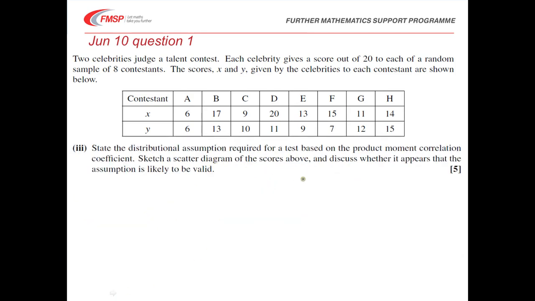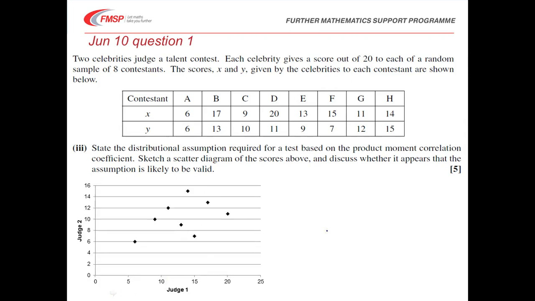Okay, so it then says, state the distributional assumption for the test based on the PMCC and sketch a scatter graph. So we've seen this before, so the assumption is that we've got bivariate normal. Okay, and then you draw your scatter diagram. So here's my scatter diagram. And again, we're looking for elliptical nature. So you get, by the way, for your graph, 1 mark for your axes, and you get another mark for the points being correct. Now notice it's the scores, not the ranks, it asks us to plot. And you can see here that we do not have an elliptical nature as such.